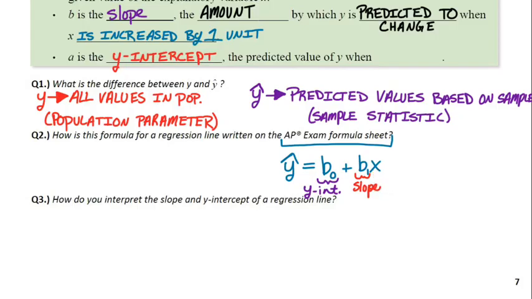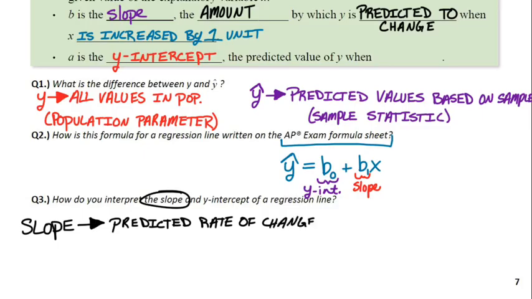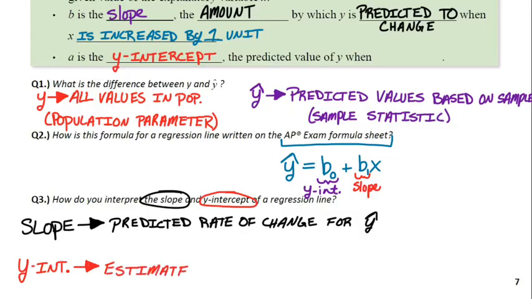So how do you interpret, and this is the big idea for us, what's going to be important to do in AP Stats, the slope and the y-intercept for a regression line? Well, for the slope, I'll do that in black. That's the predicted rate of change for y hat. And the y-intercept, in red here. If you look at the graph of a line, the y-intercept only occurs when the x value is 0. So that's our estimate of y hat when x equals 0.